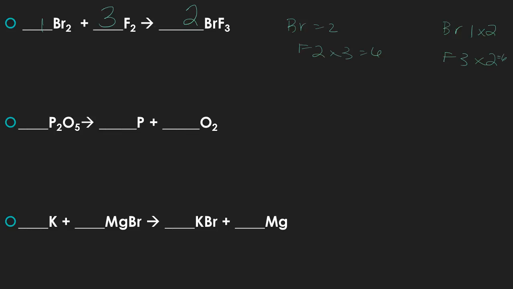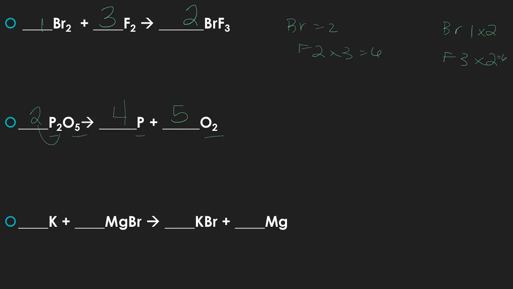Alright, so this one hopefully was pretty easy. You had 2 P's, 1 P, 5 oxygens, 2 oxygens. The oxygens were the ones that were kind of weird because you can't multiply 2 and get 5 or 5 and get 2, so you had to make them each equal 10. This is a 2 and that would be a 5. And then we have to fix our phosphorus, which is 2 and 2, which would equal 4.